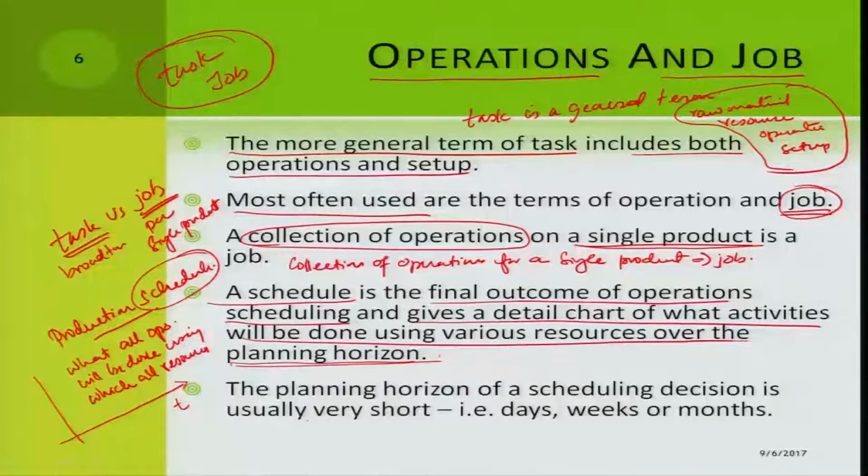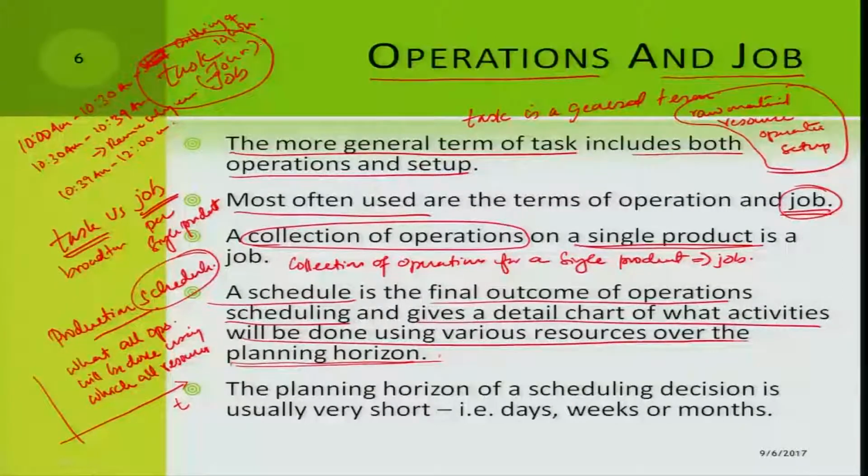So one chart entry will be like: 10 a.m. to 10:30 a.m., start drilling, or drilling of 10 holes, or whatever it is. 10:30 a.m. to 10:39 a.m., remove workpiece. Then 10:39 a.m. to 12 noon, something else. You'll say John will remove this workpiece, something like that.